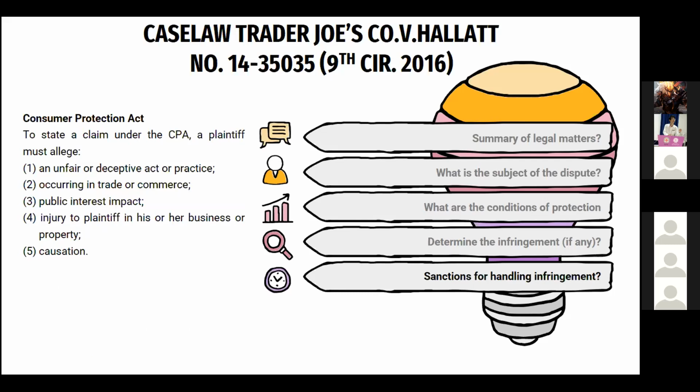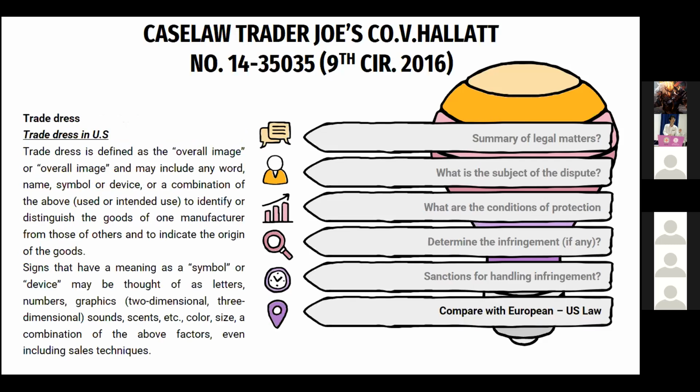So now we will compare European and US law. In the US, we have the term trademark, which may include any word, name, symbol, device, or combination of the above, used or intended to be used to distinguish the goods of one manufacturer and to indicate the origin of the goods. Signs that have a meaning, a symbol or device, may be a tag, and letters, numbers, graphic entries, 2D or 3D shapes, sound, scent, color, and a combination of these factors.